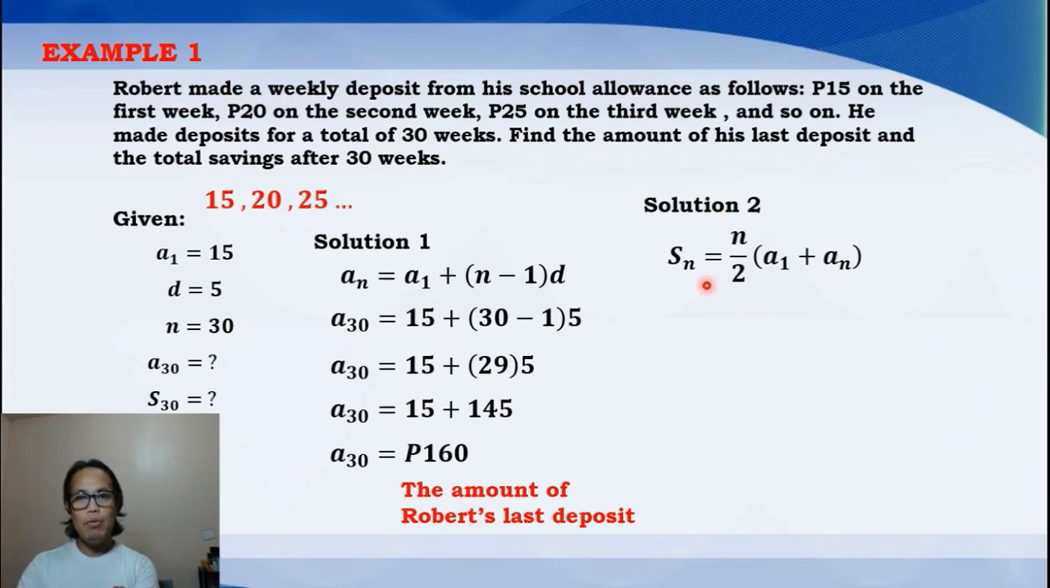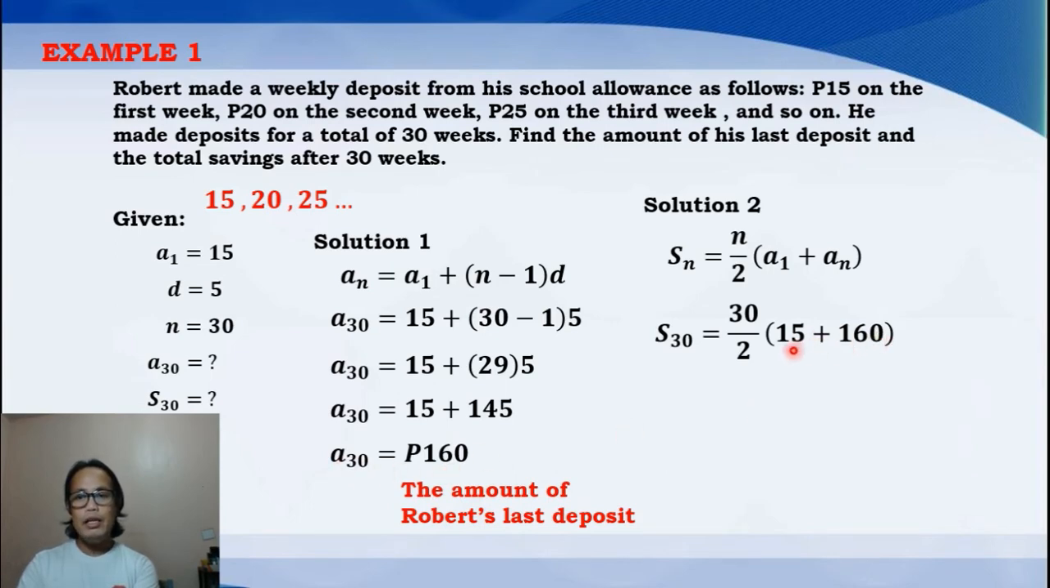S sub n equals n over 2 times the first term plus the a sub 30 or the last term. So we will be using S sub 30, which is equal to our n, 30 over 2. Then our first term is 15, that's why we use 15, plus our a sub n is 160. So where did we get 160? That is the 30th term, which is a sub 30.